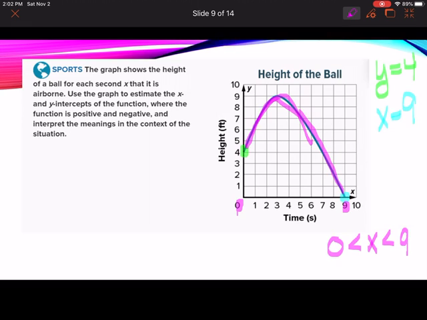This graph is not negative here. It never goes down here, so it is not negative. And what happens in this situation? So you throw a ball and it goes up. So the ball goes up, reaches its max height at like 9 feet, and then over time it falls to the ground, and at 9 seconds it hits the ground. That's what's happening in this graph.